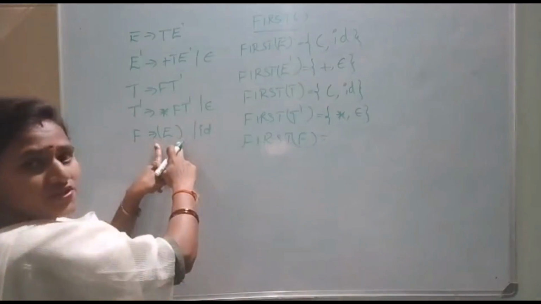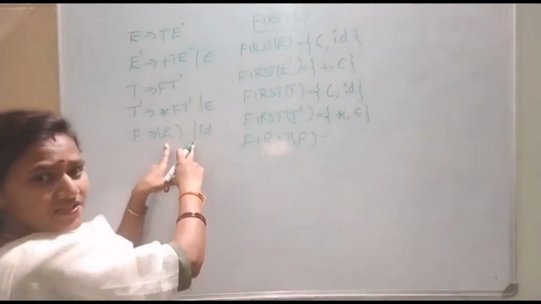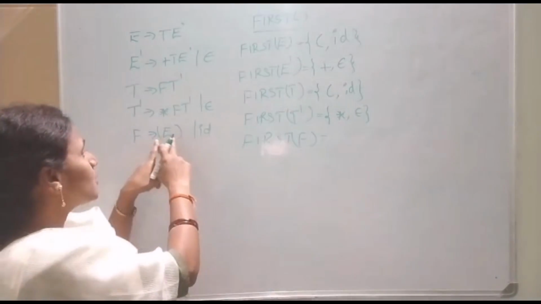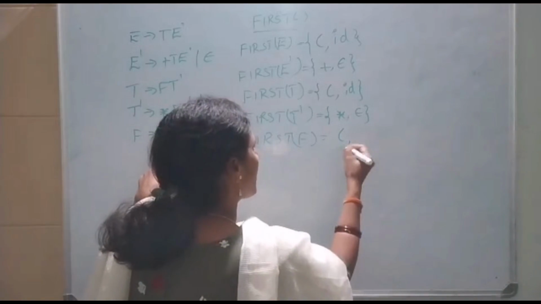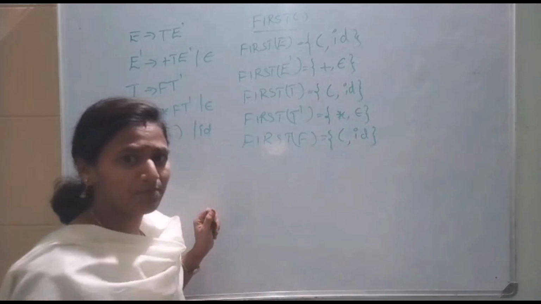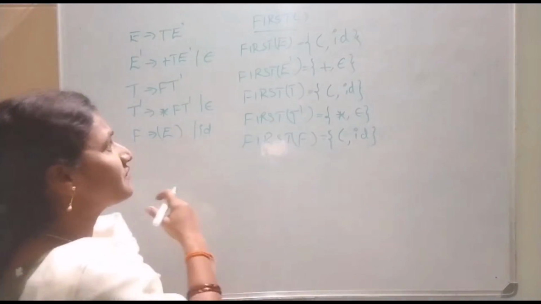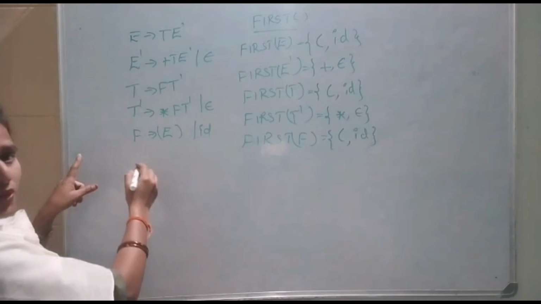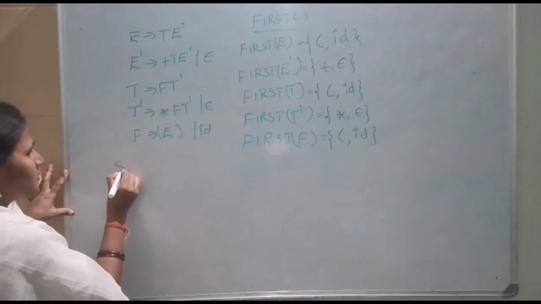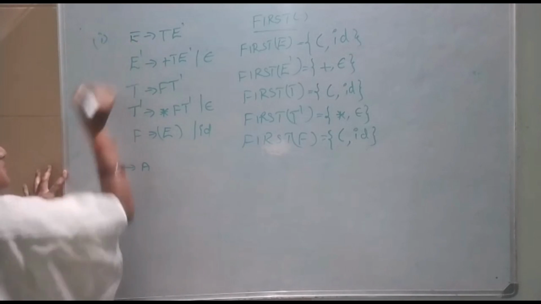Go for the F production. Here there is no need to substitute any other productions. Why? Because here the RHS starts with a terminal. So left parenthesis is one and id is the other. This is how you compute the first function. Let us take one more grammar to compute the first function. Let us take this as the second problem.